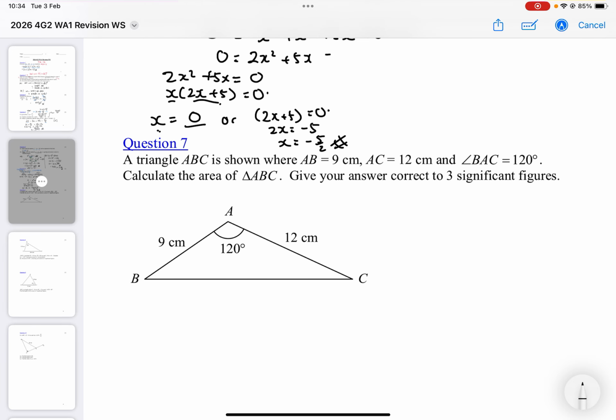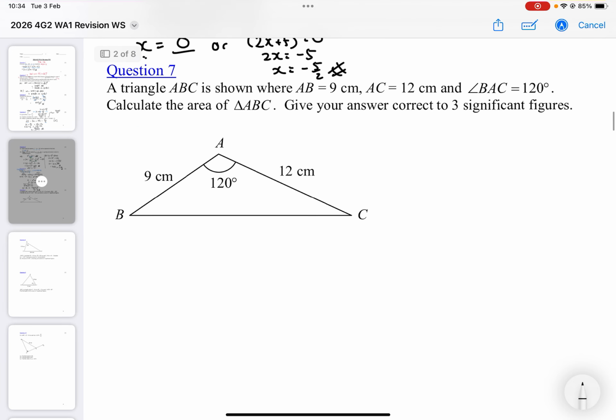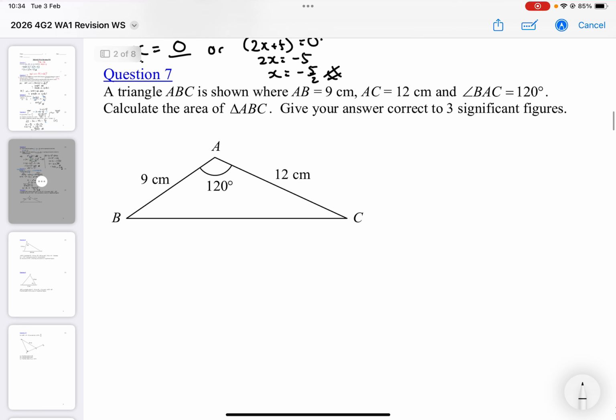Okay, question 7. Triangle ABC is shown. So look at the diagram. AB 9 cm, AC 12 cm. Angle BAC is 120. Calculate the area of triangle ABC. So for triangle area, there are only two possible things. One is your very familiar one, half times base times height.